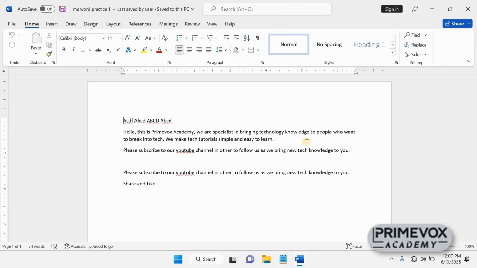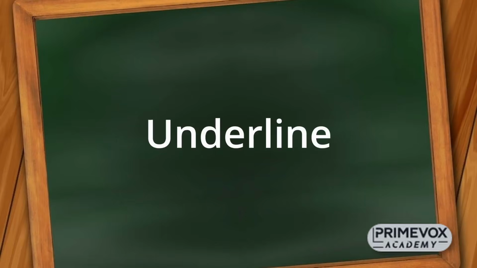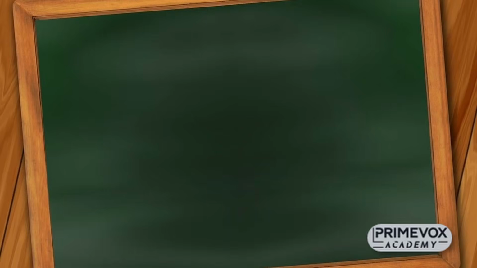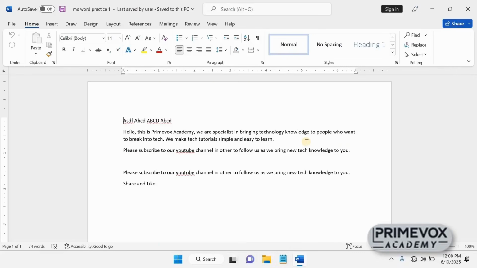Now, in this particular lesson, we are going to learn a whole lot that will help you to use MS Word as a professional document creator. We are going to learn about font type, font size, color, bold, italic, underline, alignment, line spacing, paragraph, bullets, and a whole lot. We are going to do this in a way that you may not have seen before. So please watch till the end.